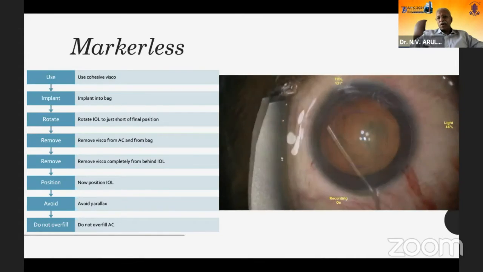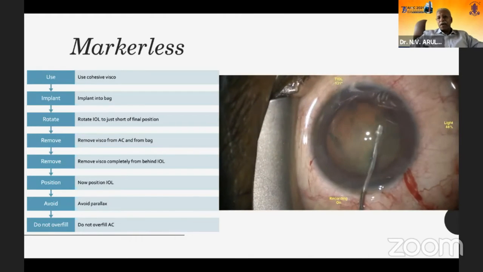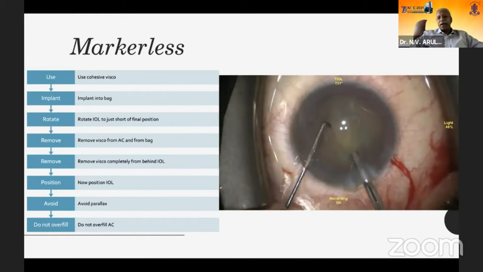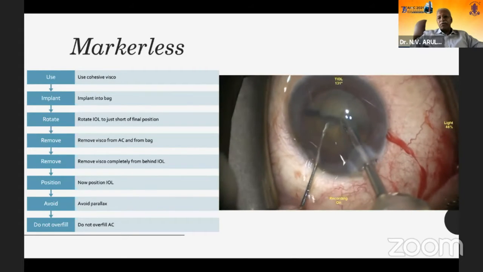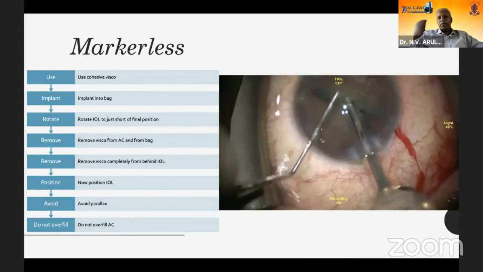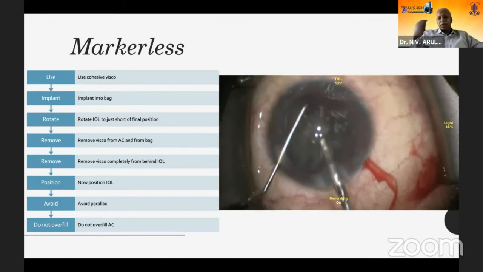The IOL master also takes the reference axis of the placement of the IOL, and it makes a reference with the limbal marks and gives you an overlay at the end of surgery when you want to switch it on for you to position the lens.